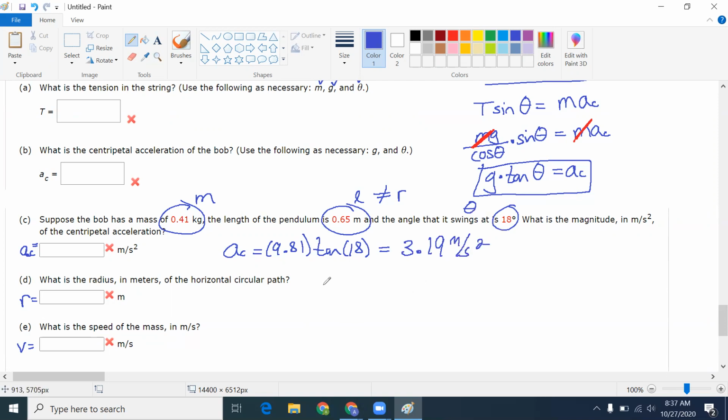To find the radius, you are told that the length of the string is 0.65 and that theta is 18 degrees. Here's the radius here. So using SOHCAHTOA, this is the hypotenuse, this is the opposite, and this is the adjacent. So that would tell me 0.65 sine of 18 would be my radius, which I got 0.2.